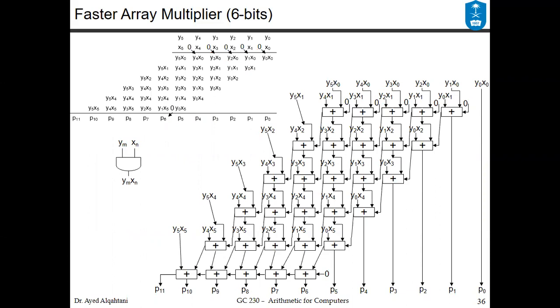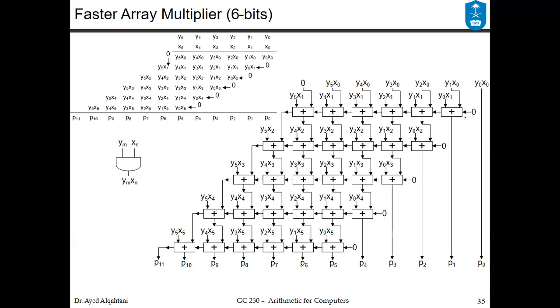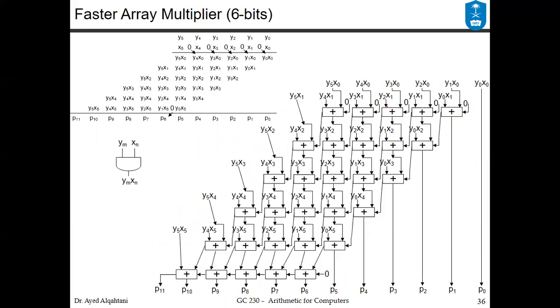If you want to look at them again, here for every row, there is a rippling. So the carry out is the carry in of the next one, and so on. Now for the next one here, the rippling happens diagonally. So this rippling happens this way. That's the main difference between the two implementations.